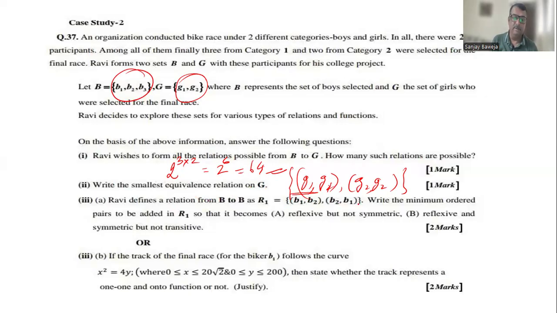Then we are given (B1, B2) and (B2, B1), two ordered pairs in R1, and we have to add ordered pairs to R1 so that it becomes reflexive but not symmetric. Now understand this. It should be reflexive, which means we have to add those elements which are connected to themselves. So (B1, B1) should be added, (B2, B2) should be added, and (B3, B3) should be added. By doing so, this relation becomes reflexive, correct?